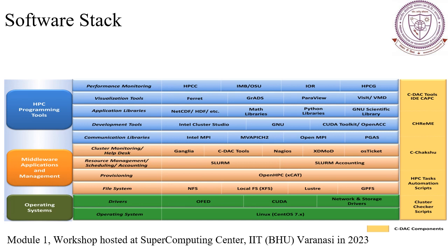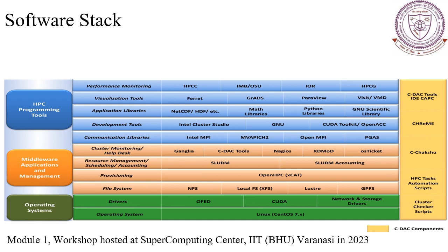Then the next one came cluster monitoring tool. The cluster monitoring tool is used to monitor the health and status of the HPC cluster. One common cluster monitoring tool is Ganglia. Ganglia is a free and open source cluster monitoring tool that provide a variety of features for monitoring the HPC cluster. Nagios. Nagios is another popular open source cluster monitoring tool which are used in HPC. It provides comprehensive monitoring and alerting capabilities for HPC cluster.